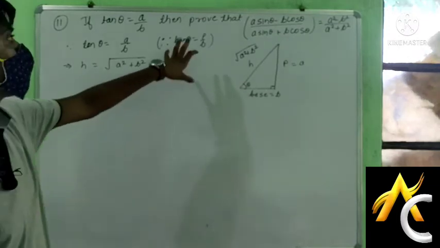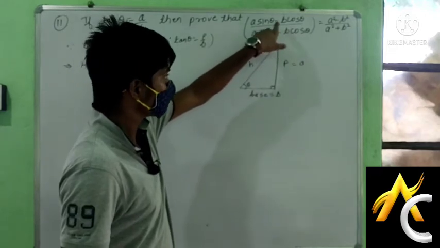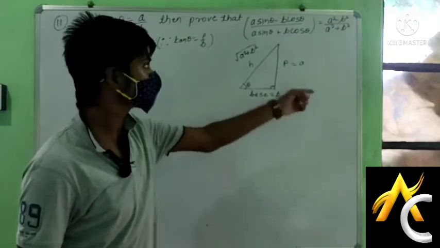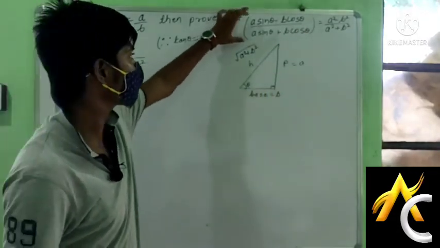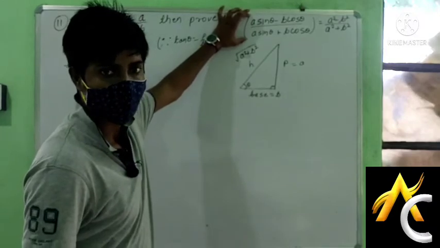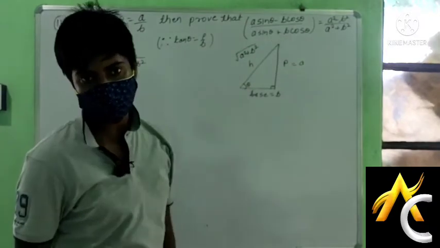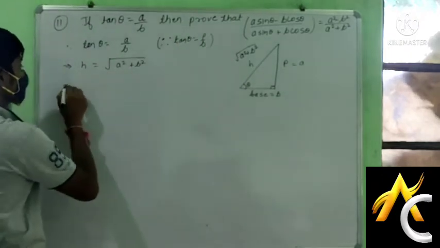And as we have to prove that a sin theta minus b cos theta by a sin theta plus b cos theta is equal to a square minus b square by a square plus b square. So we are going to solve only the left hand side of this equation and try to find the value of it.